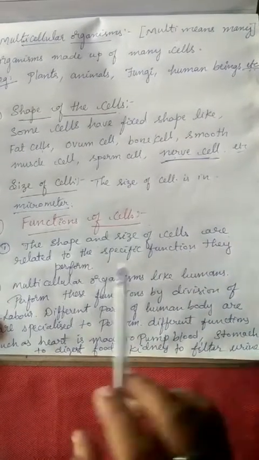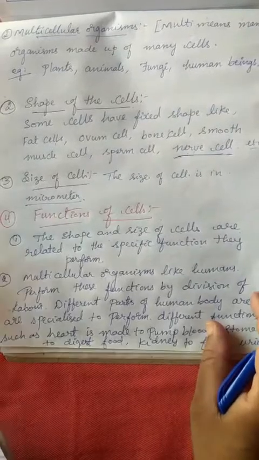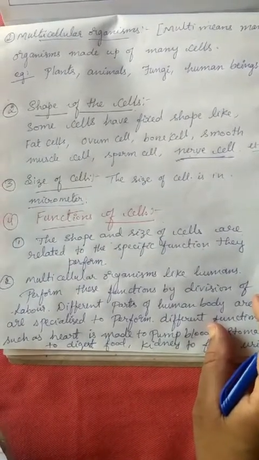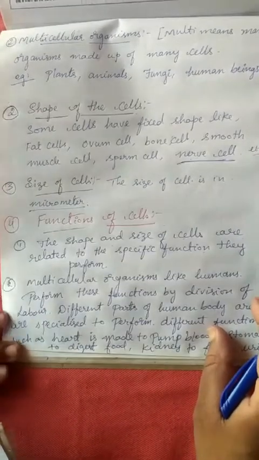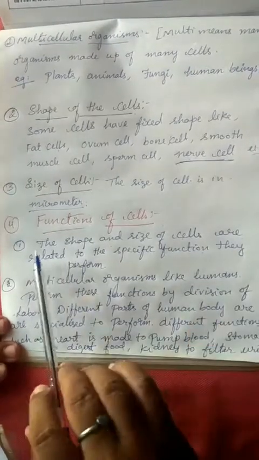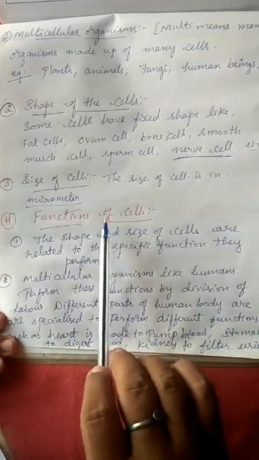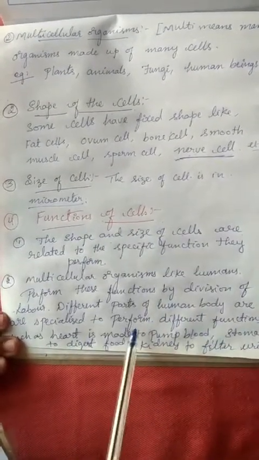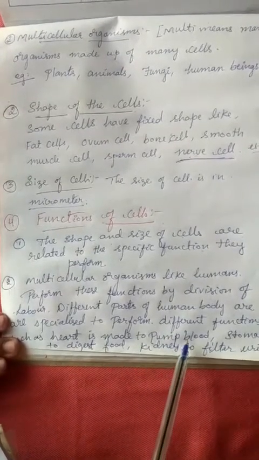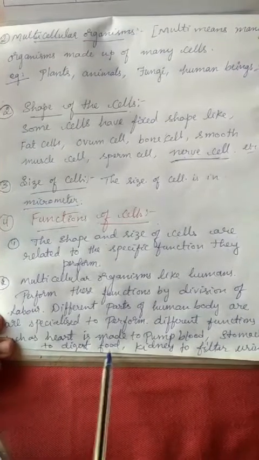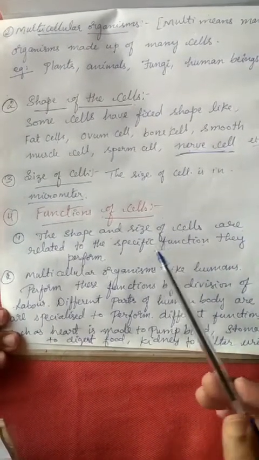And division of labor means that if we build a building, we need different laborers, workers, to build the whole building. Like this, our body is also made up of different types of cells having different functions. So the heart is made up of cells to pump blood, and the stomach to digest food. Like these, different cells have different functions.